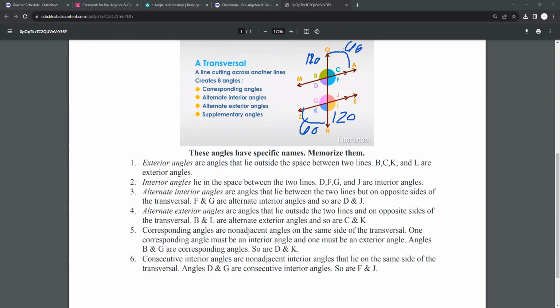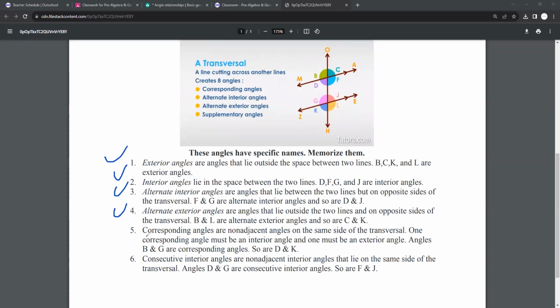Alternate interior angles are also the same. Remember, vertical angles are the same. Alternate interior angles are the same. So you can see by just knowing one thing, I can fill this entire thing out. Alternate interior angles are the same. Vertical angles are the same. If they're next to each other, making a straight line, they're supplementary.